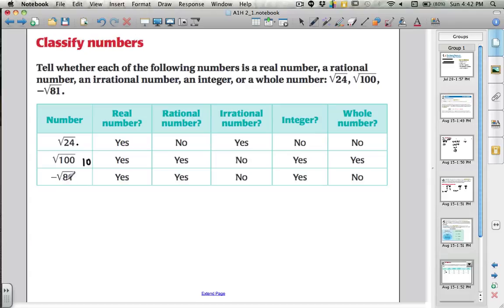And when we look at the opposite of the square root of 81, that would be 9 times -1, which is -9. Is it a real number? Yes, it is. Is it a rational number? Yes, it is. Is it an irrational number? No, it's not. Is it an integer? Yes, it's an integer. Is it a whole number? No, it's not, because whole numbers don't include negative integers. Okay, so you just want to be really solid on understanding what all these different things are, and that way you can help classify your different values.